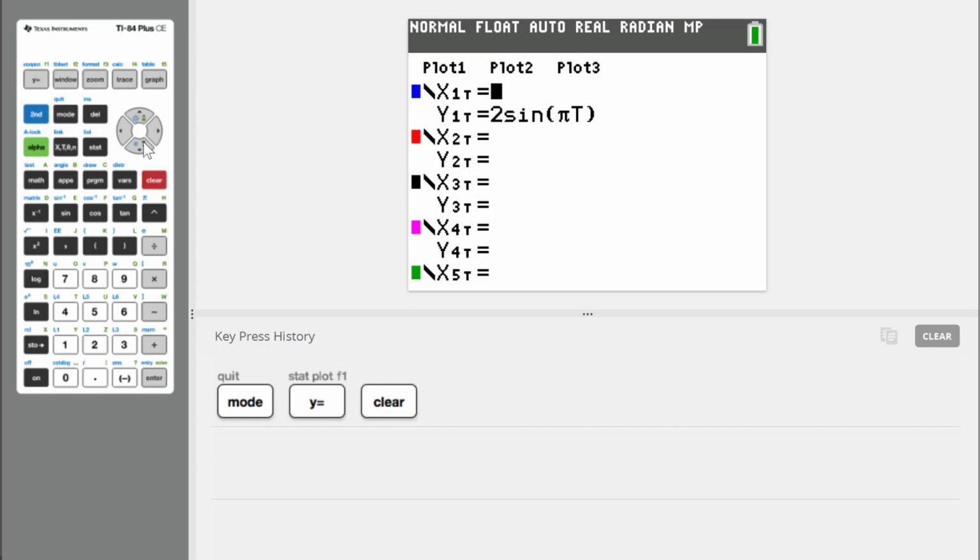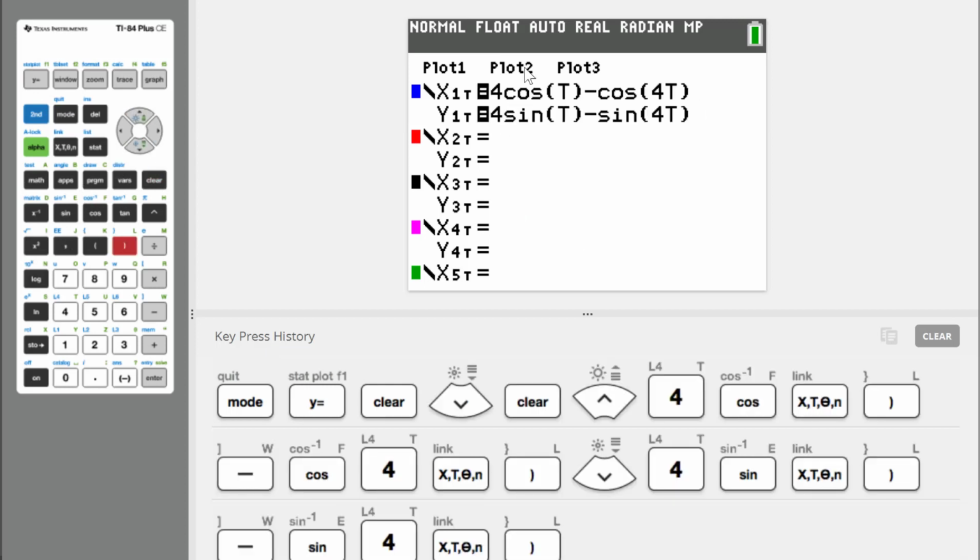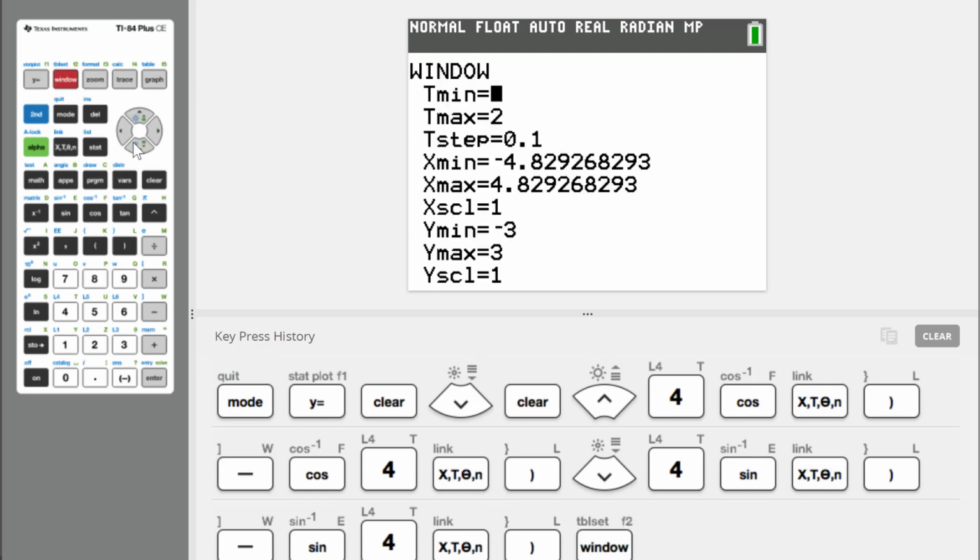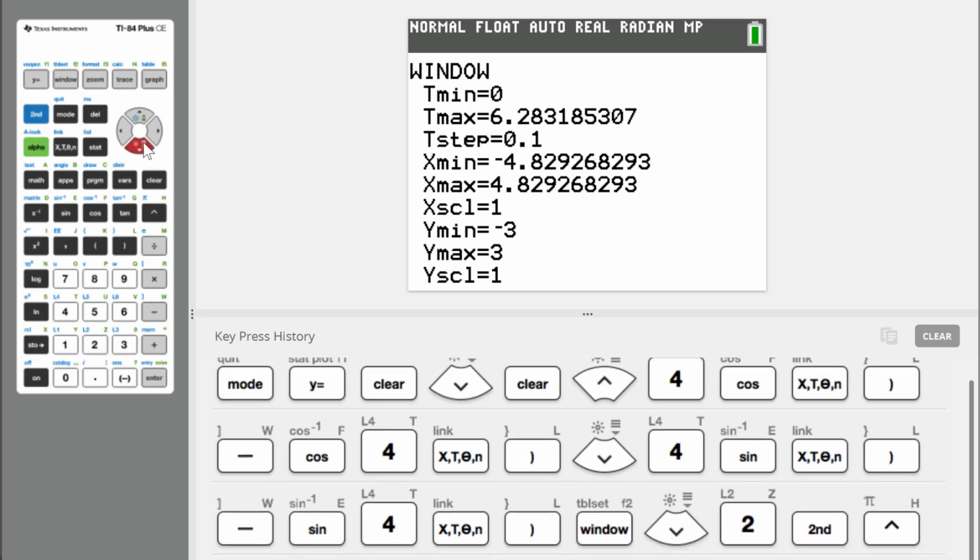And then for my equations, let's put in what we want. So I've put in my two parametric equations. For the window, we wanted 0 to 2 pi, and counting by something like 0.1 is a good idea. And then for the x mins and maxes, we wanted to go negative 8 to 8. And I think tick marks every 1 unit sounds good to me. Okay, let's see what happens.